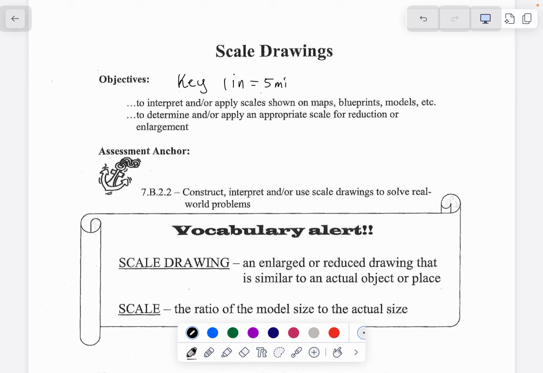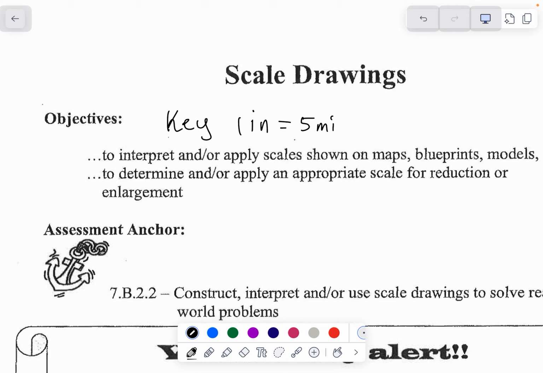A key on a map just is giving this what's called the scale. Sometimes you'll even see it written with 2 little dots. That's also showing a ratio or a scale. We know that 1 inch is not equal to 5 miles, but it's just allowing us to know how they are interpreting the scale.